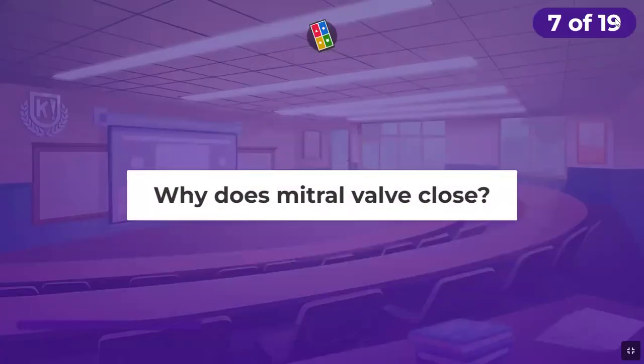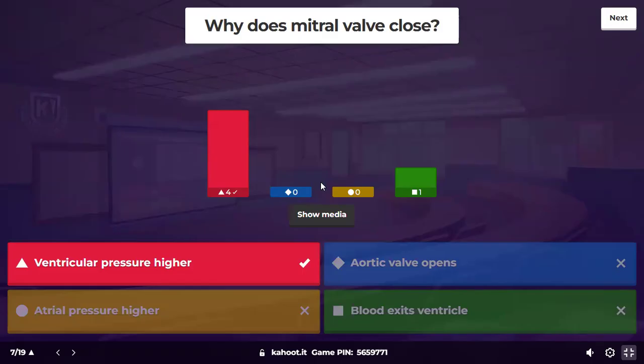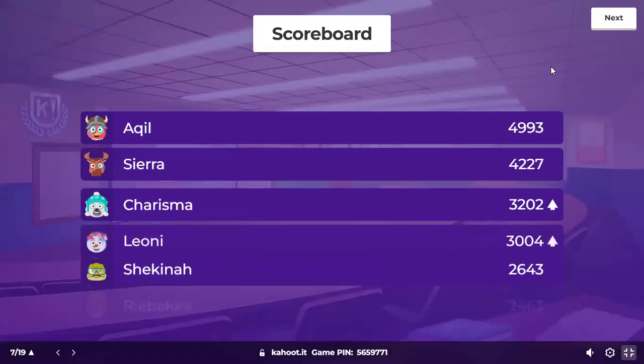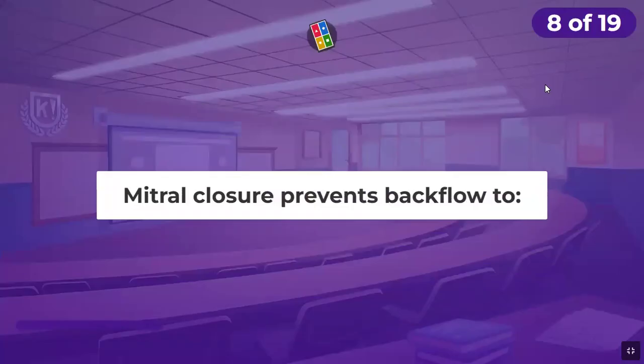Okay, next. Why does the mitral valve close? This one is easy. Everyone should get this. Why does the mitral valve close? Definitely because the ventricular pressure is higher. Very good, guys. Very good. Boy, everybody's switching up. Aquil, feeling good at the top. He's the only male here besides me, and he's doing pretty well.